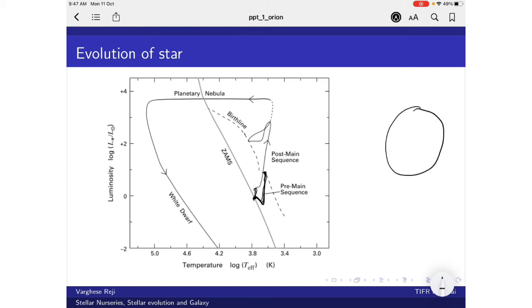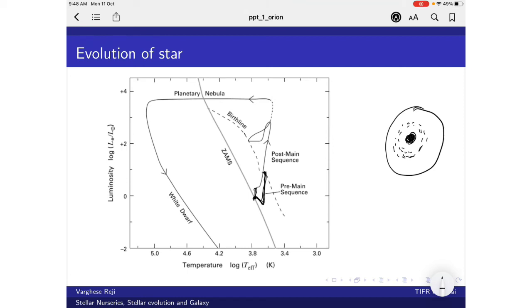So if this is a star and this is the core, in the core the hydrogen nuclei are almost used up. That means there is no more hydrogen left for nuclear fusion to happen. But still, in the outer regions there will be hydrogen, so the nuclear fusion can continue there.